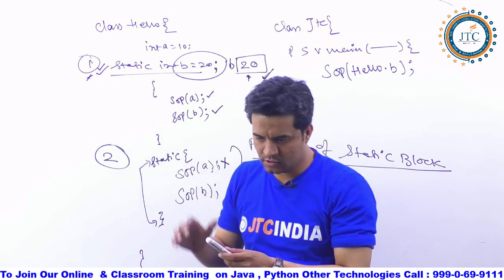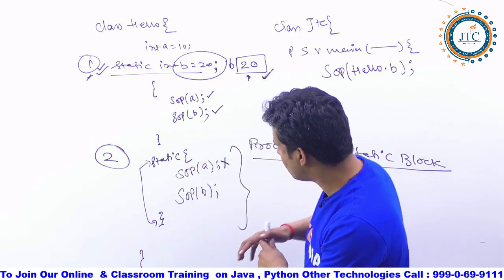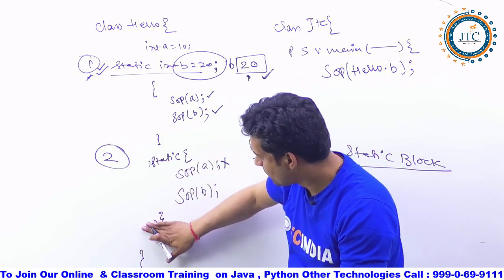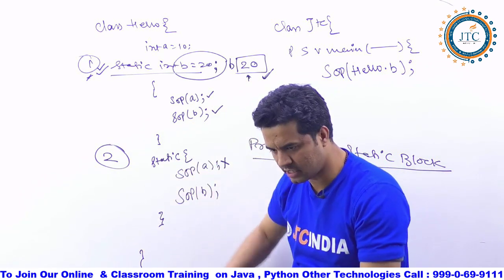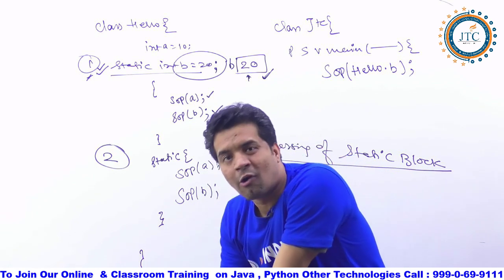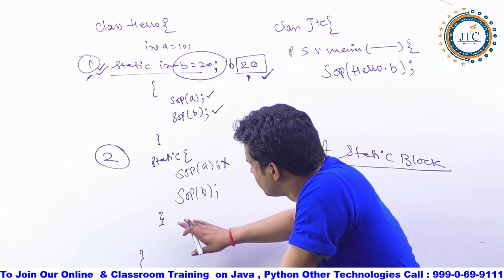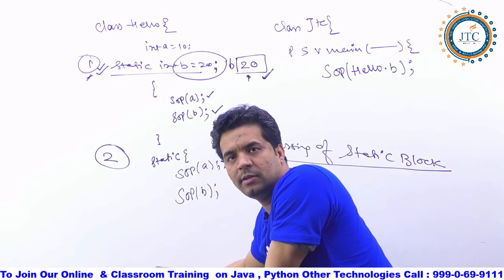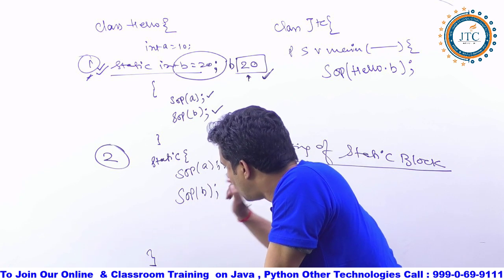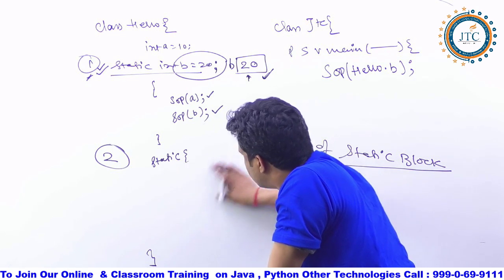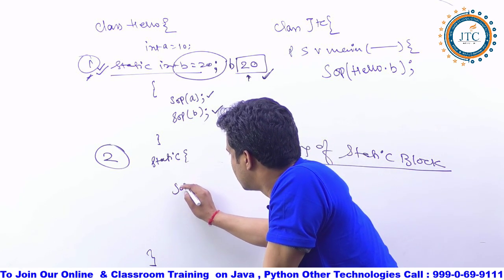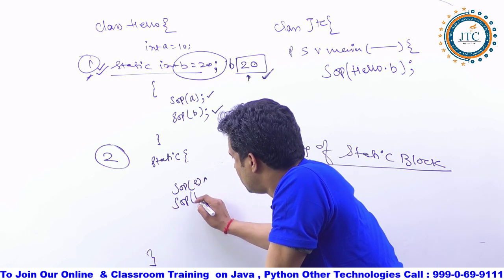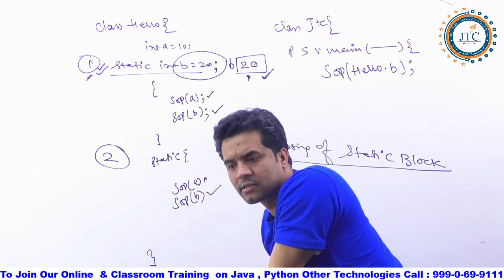Now understand one more thing here. I'll write it here. I'm not able to access this in the static context. But what if, I'll write this also, SOP of A, I'm not able to access, SOP of B, I am able to access it.